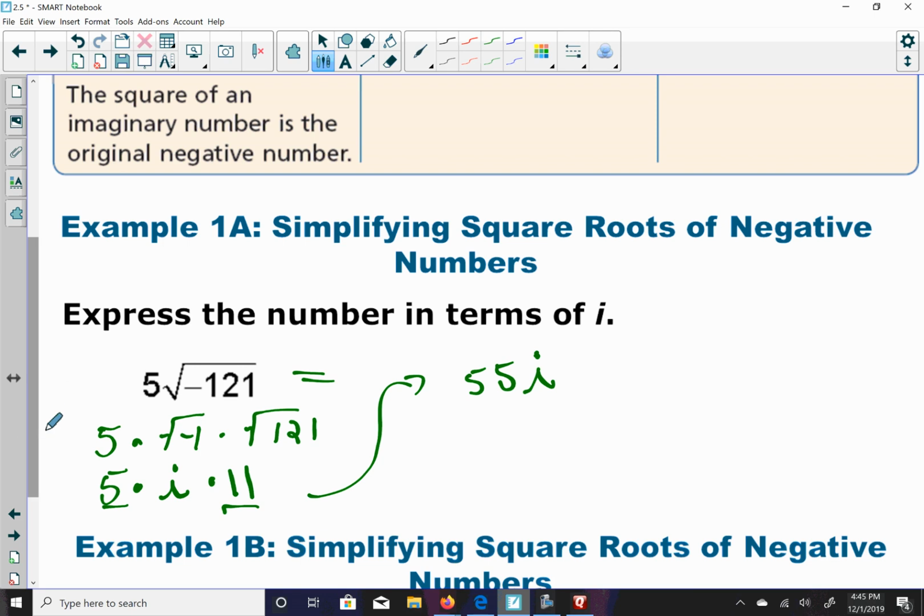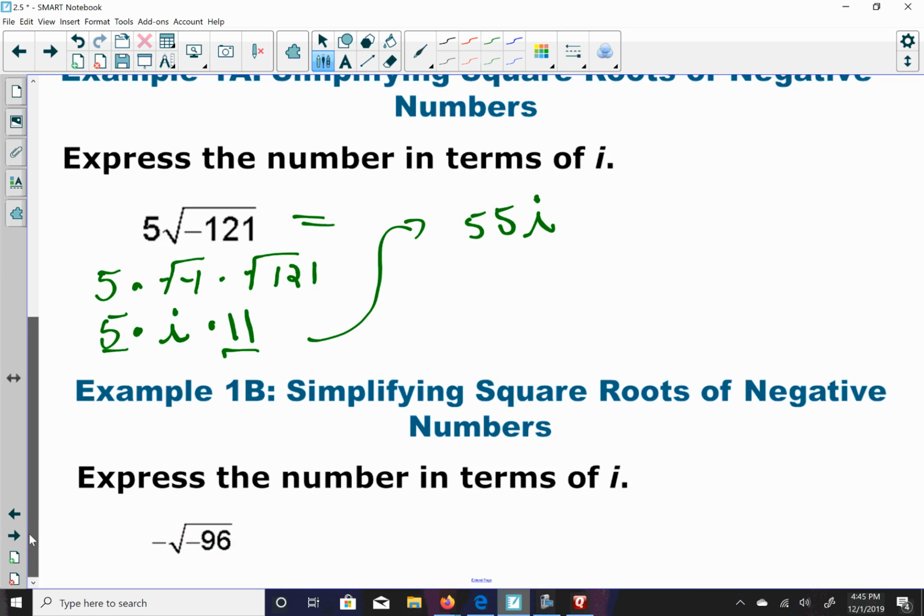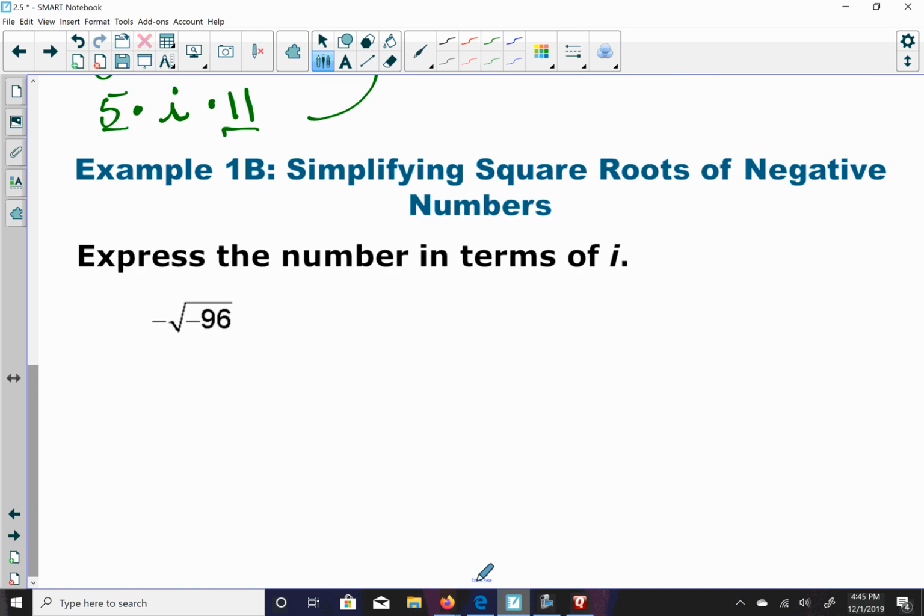Let's do another one that isn't a perfect square so we can see how that looks. The next one I have is the opposite of the square root of -96. Now remember, I can't distribute this negative sign inside the square root, so I'm going to leave it outside. I'm going to have a -1 times the square root of -1 times the square root of 96. Here's the negative sign again. The square root of -1 is defined as i. For 96, I'm going to look for the largest perfect square, which is 16, so I'm going to separate that as 16 times 6.